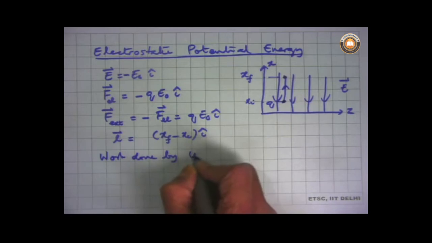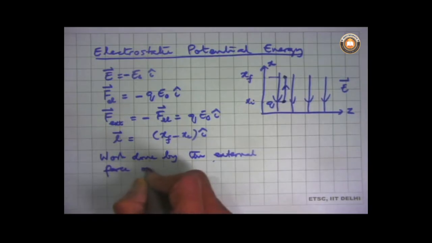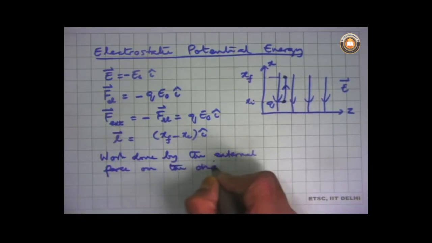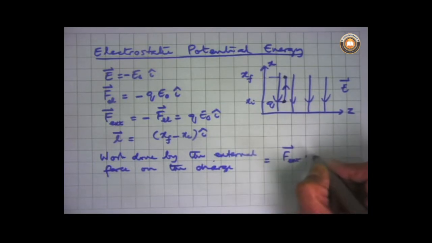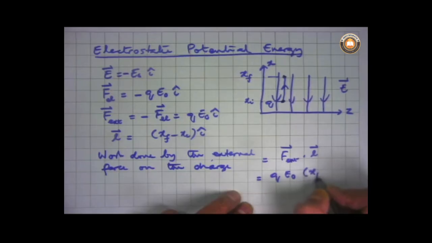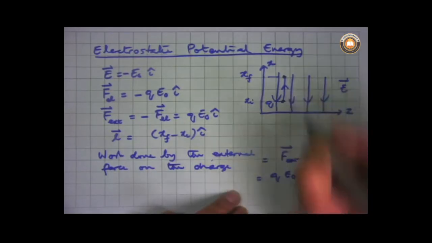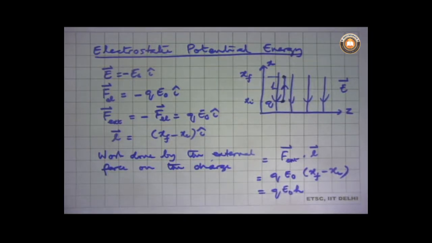So, the work done by the external force on the charge is equal to F external dot L, which is equal to q E naught into xf minus xi. So, if I call this height h, this is equal to q E naught h. So, this is the work done by the external force to move the charge from xi to xf, and this work gets stored in the form of potential energy of the charge.